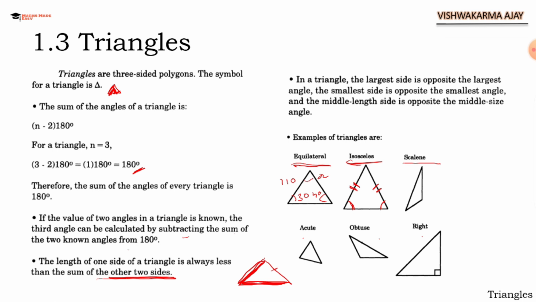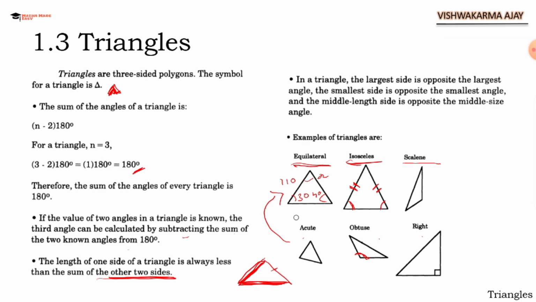An acute triangle is one where all the angles are less than 90 degrees. If all the angles are less than 90 degrees, it is called an acute triangle. An equilateral triangle is a kind of acute triangle. An obtuse triangle is one where any one of the angles is more than 90 degrees. Like here. In a right angle triangle, one angle is equal to 90.